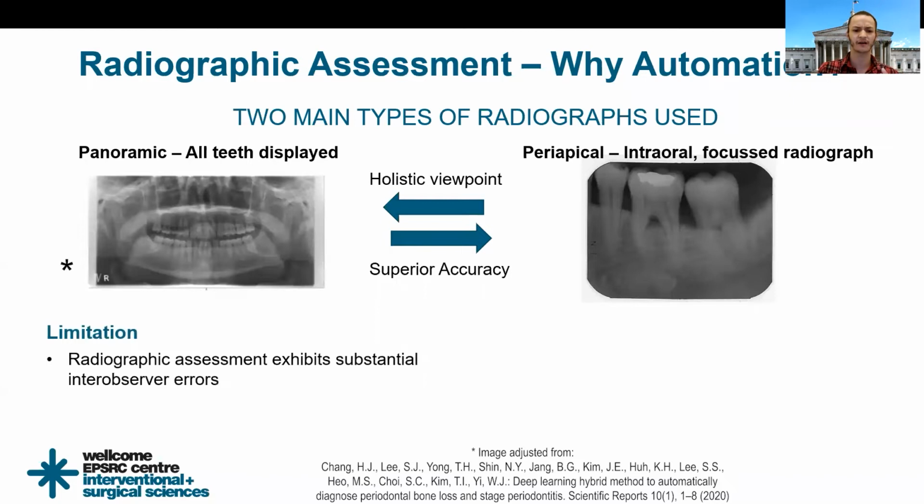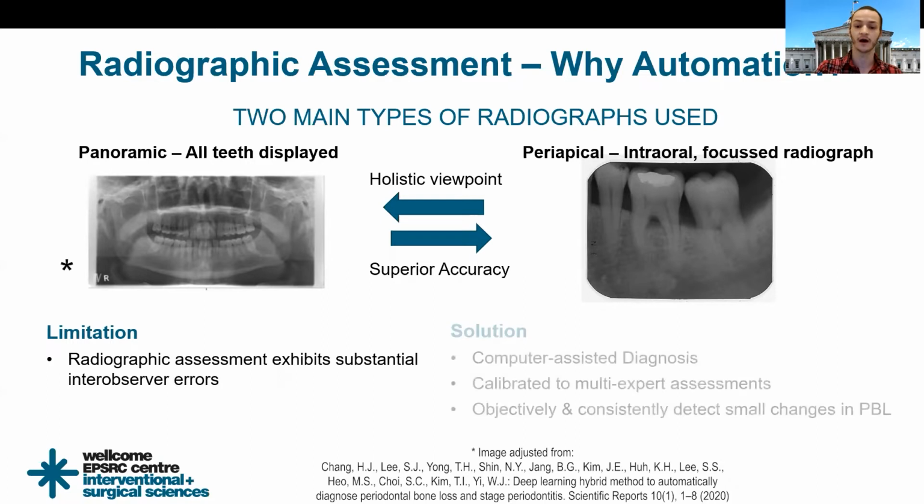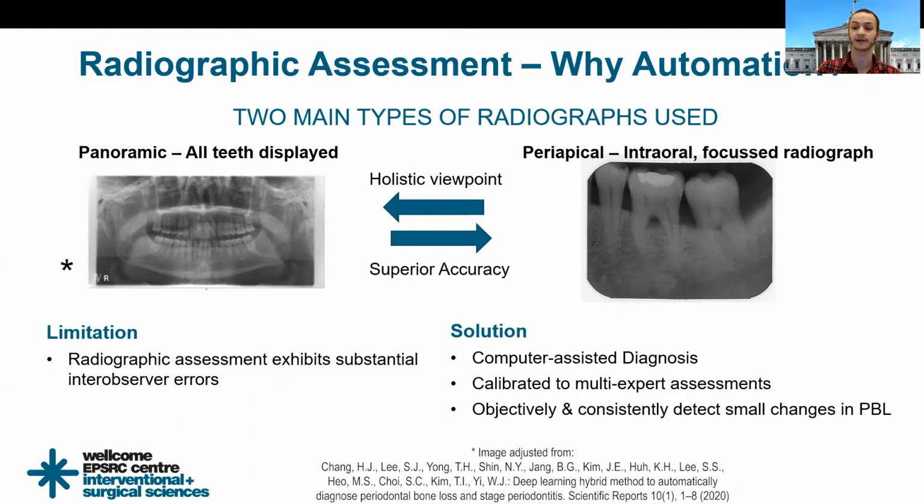The limitation of radiographic assessment currently is that it exhibits substantial interobserver error. If two clinicians are to look at the same radiograph, they could have two different decisions of what periodontal bone loss percentage they see. The solution to this is a computer-assisted diagnosis, which amalgamates multi-expert assessment and multi-expert labels to give an objective and consistently accurate measure of periodontal bone loss, and it's hoped that this will be able to detect small changes in periodontal bone loss to track the progression of the disease and to hopefully give interventional preventative measures.